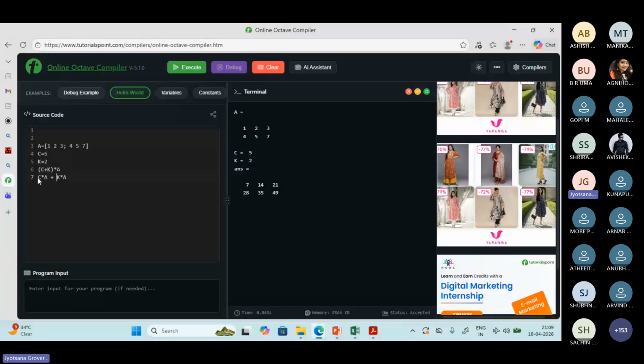That means you multiply C with A first. Then you multiply K with A first. Okay, this is your second step. And now you add the result.